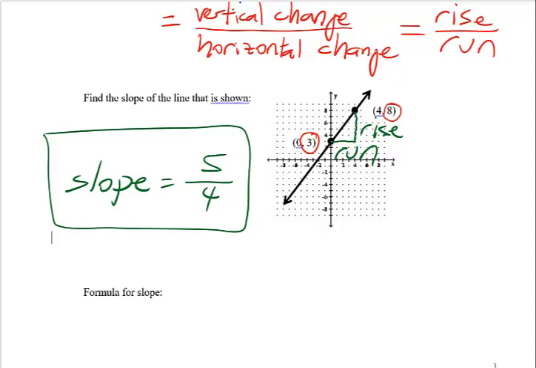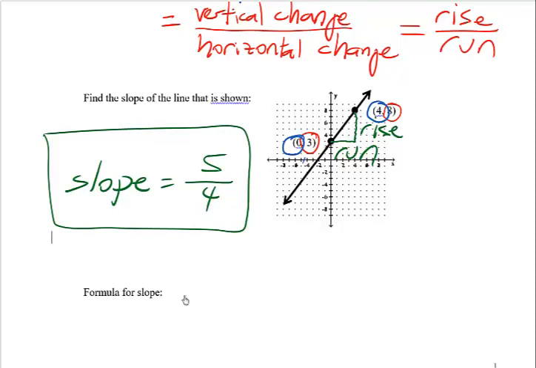In a similar way, if you look at the run numbers, the run has to do with x. Well, the first x was a 0. The second x was a 4. If you subtract those two numbers, 4 take away 0, you get 4.